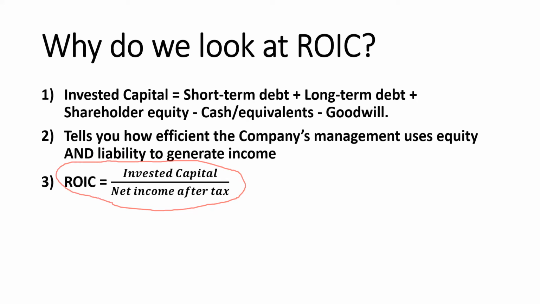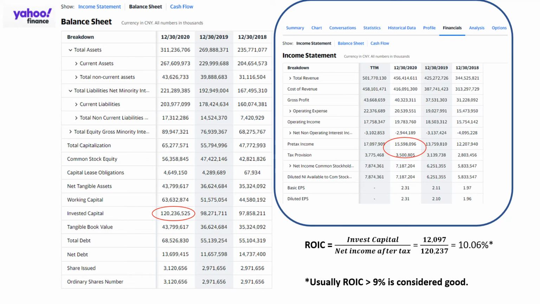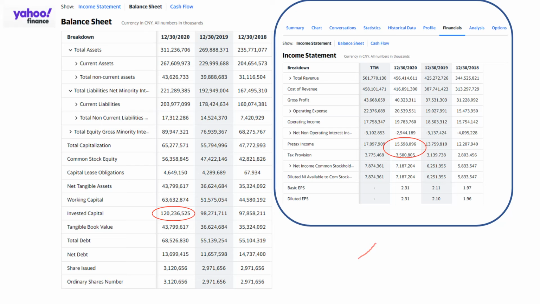You can calculate the return on invested capital by directly extracting the amount of invested capital and net income from Yahoo Finance. Or you can also Google the return on invested capital of a specific company if you don't want to calculate it yourself. I usually just Google the ROIC of a company to avoid the hassle of calculation. Generally, a return on invested capital of more than 9% is considered good. Now, I will move on to the last factor. Issuance of shares.